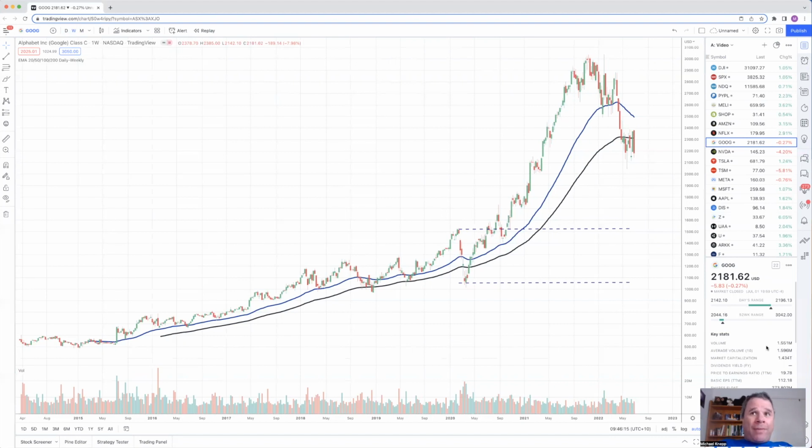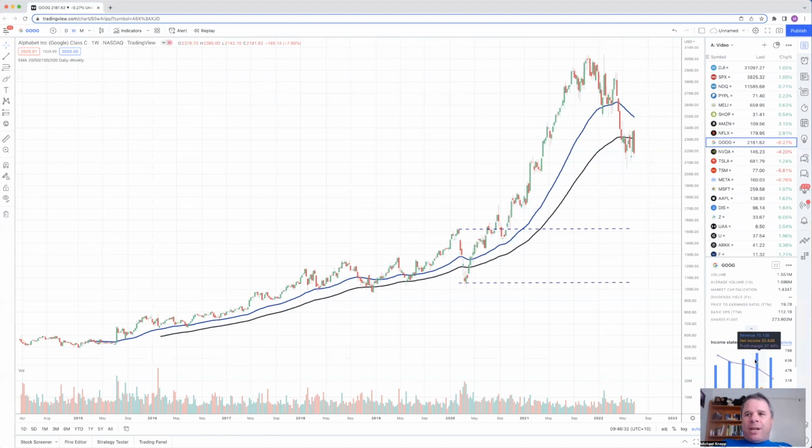I'm not sure about that. I think Google might still see some really good growth in revenue. This company continues to grow revenue year on year. It's a beautifully run company. Lots in the pipeline as well. A lot of things going on for this company.